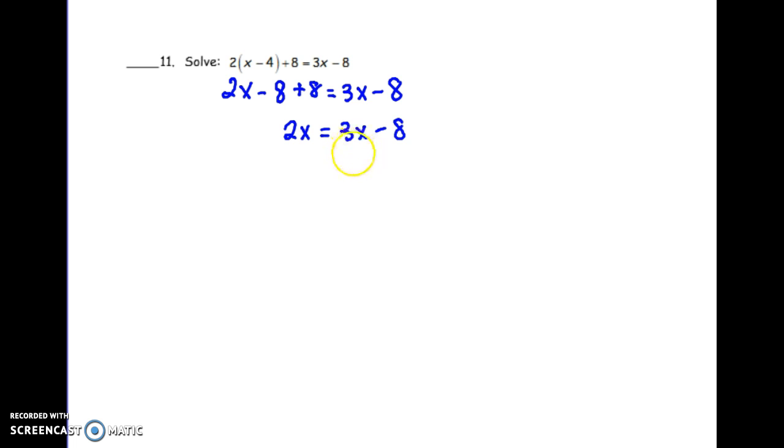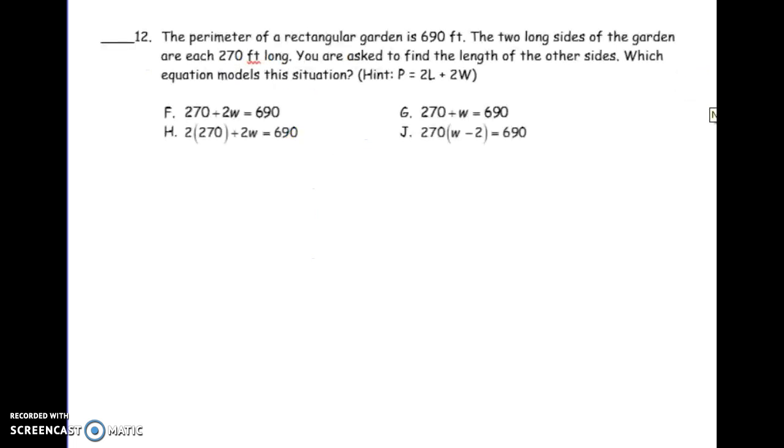Okay, when I do that, I subtract 3x, and I'm left with a negative x is equal to a negative 8, so that when I divide by negative 1, I'm left with x is equal to 8. So number 11, the answer is 8. Number 12, we've got a word problem. The perimeter of a rectangular garden is 690 feet. The two long sides of the garden are each 270 feet long.